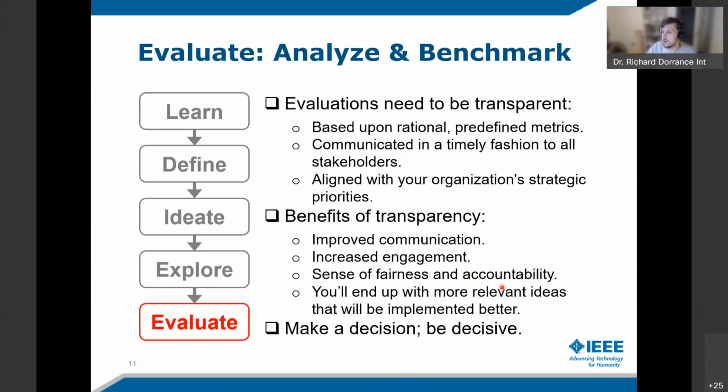So if you don't have rational metrics for judging something, or things are predefined, you're going to have a pretty poor culture within your research lab about how things are judged. It's going to seem very arbitrary, and it's going to make it a very difficult work environment.